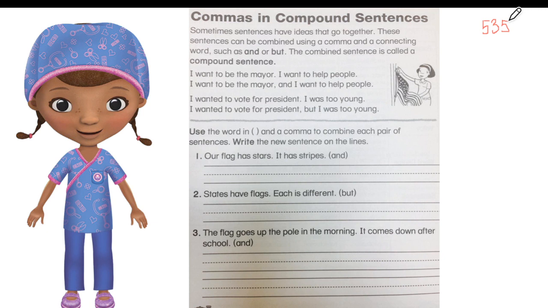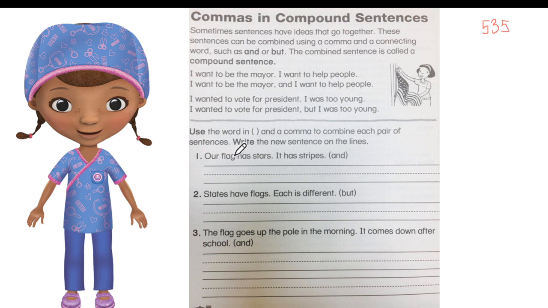Ready? Let's go. Use the word in parentheses, this word, and a comma to combine each pair of sentences and write the new sentence on the lines. Our flag has stars. It has stripes. Let's go and write it.